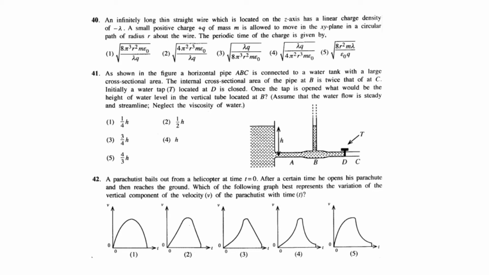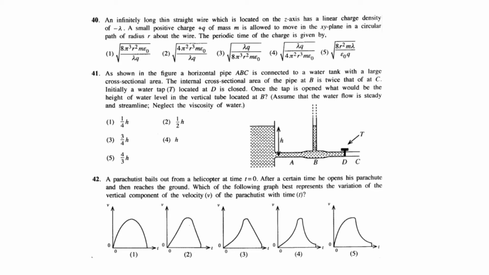This charge is moving in a circular path, so this electric force must be equal to the centripetal force. Centripetal force is m r omega squared. Electric force is EQ. So m r omega squared equals EQ. Omega squared equals EQ over m r.